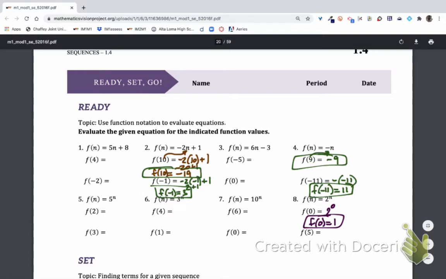For the second part, we have f of 5. So let's take that 5 and plug it into there. And so now we're talking about 2 times 2 times 2 times 2 times 2. So 4 times 4 times 2, 16 times 2. So f of 5 gives me 32.